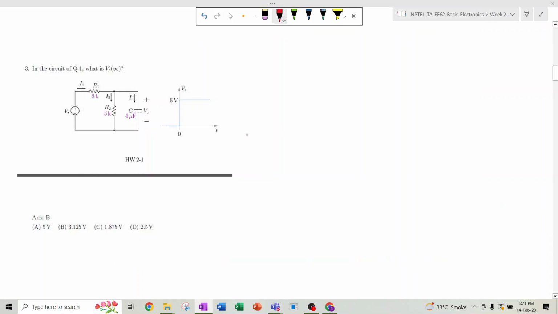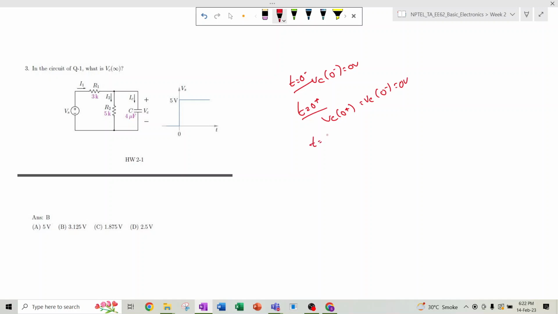So question number 3. Now in this question, the same circuit, it is asked what is the value of Vc at time t equal to infinity. What we have already discussed is that at time t equal to 0 minus, this Vc(0-) is nothing but 0 volt. At time t equal to 0 plus, there should not be any abrupt change of voltage, so it should be the same as 0 minus, which is 0 volt.